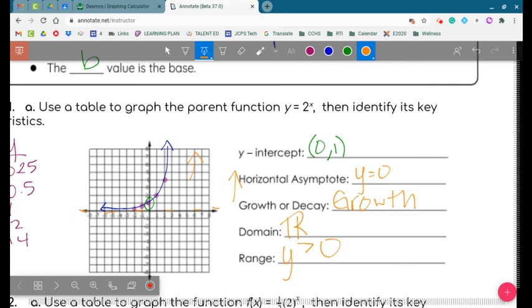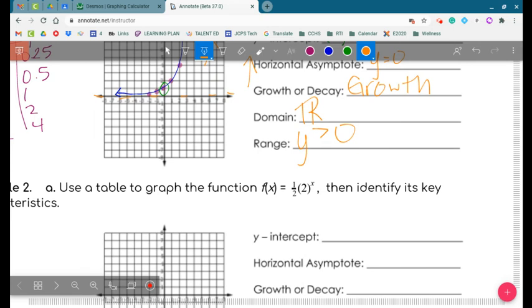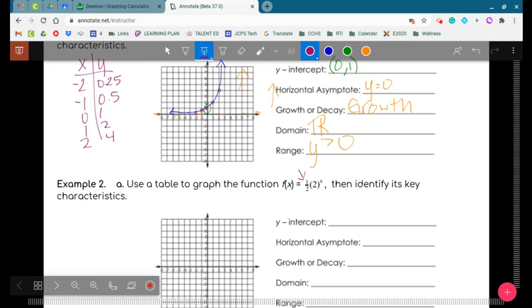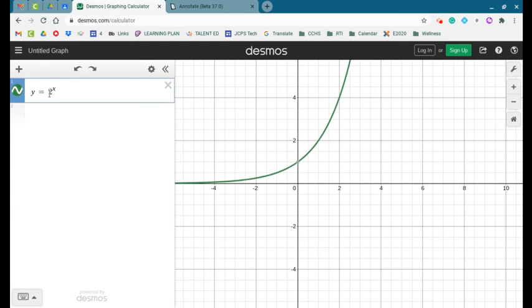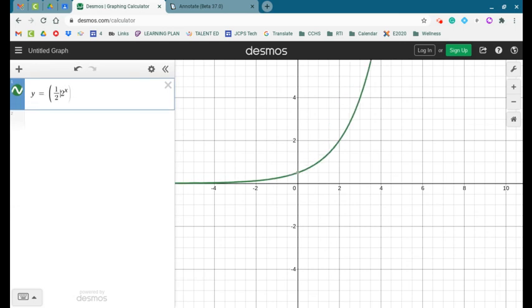Okay, so now let's go down and see what happens whenever our A value changes. So our A value, you guys can see that there's a 1/2 now in front of it. It says use the table to graph the function f of x equals 1/2 times 2 to the x and identify its key characteristics. So we're going to put this into Desmos. All you need to do is put a 1/2 in front of my 2. That's all I got to do.